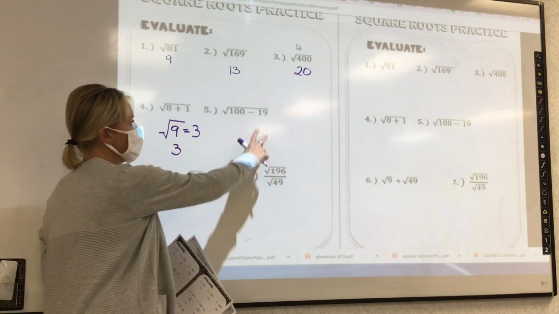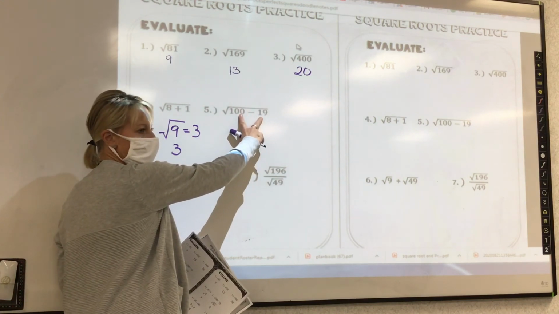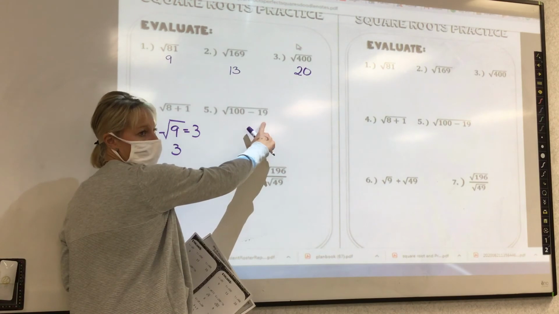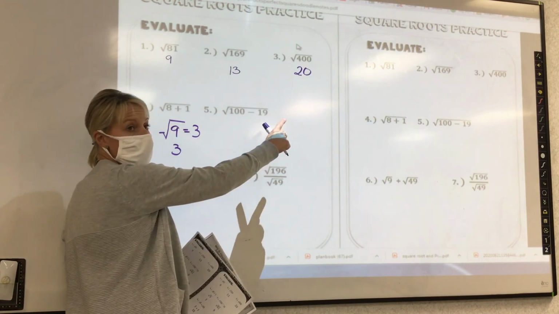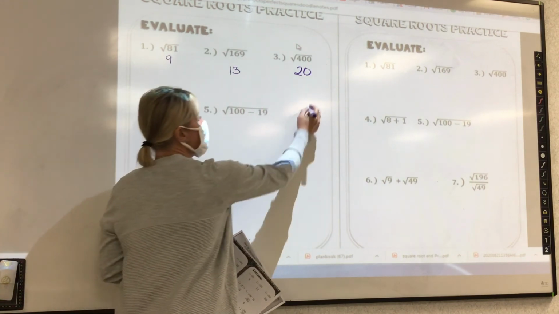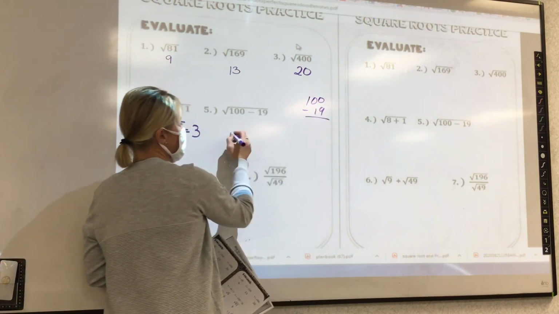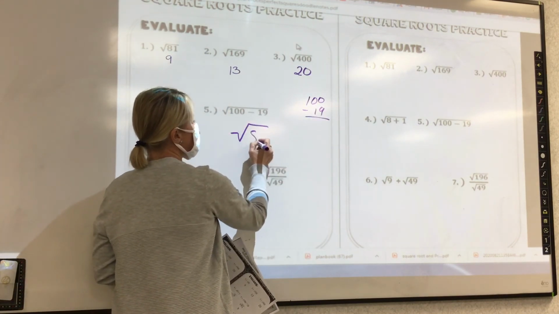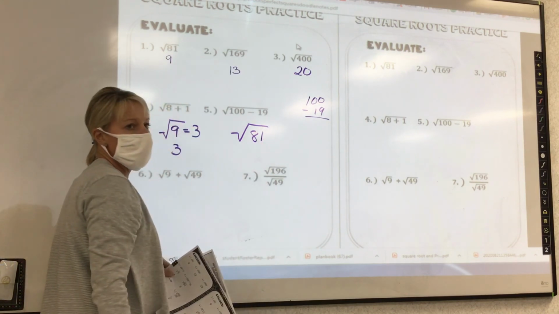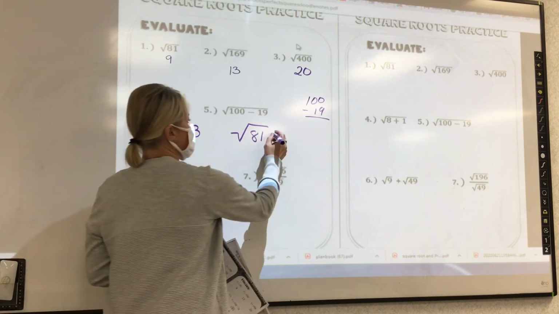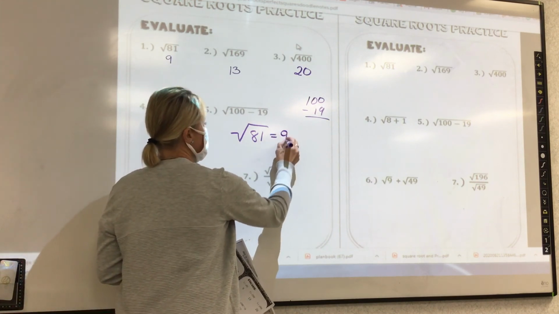So for number 5, we do what's inside the radical sign first. I don't know 100 minus 19. Some of you guys do. If I didn't know it, you do it off to the side. But as you guys are right, it is 81. So I find the square root of 81. So what times itself gives me 81? 9. So I'm going to say the square root of 81 is? 9.